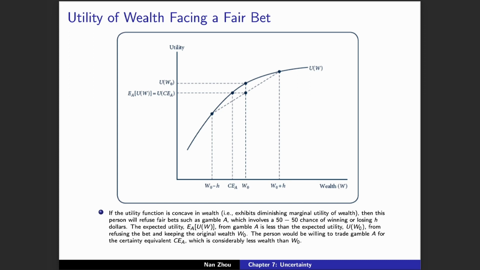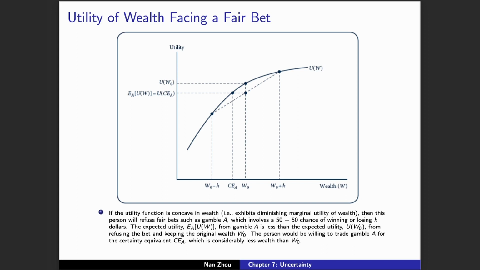Since U is a concave function, this line is always going to lie below the graph. That means the utility of the expected value is higher than the expected value of the utility. What that means is that an individual with a concave utility function will always decline a bet if there is an option to receive the mean value for certain.